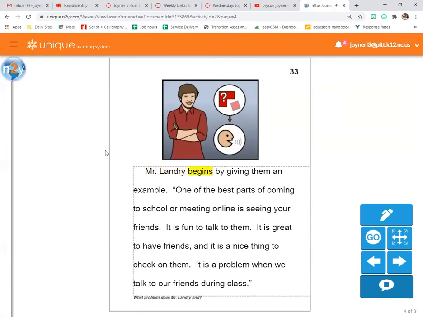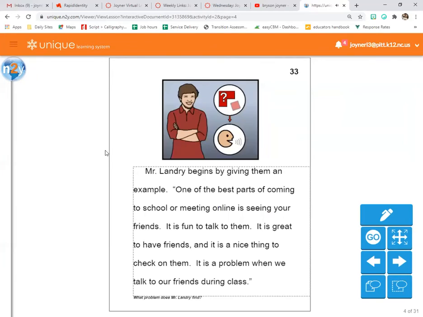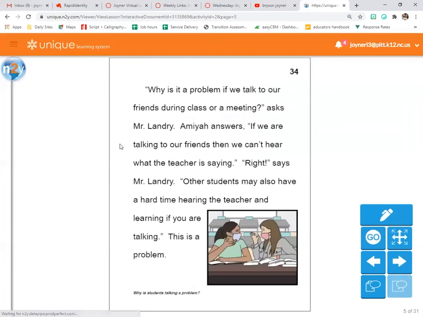Mr. Landry begins by giving them an example. One of the best parts of coming to school or meeting online is seeing your friends. It is fun to talk to them. It is great to have friends, and it is a nice thing to check on them. It is a problem when we talk to our friends during class. So he said it. We love to come to school and we love talking to our friends, but there's an appropriate time to do that. And it's a problem when we talk to our friends during class.